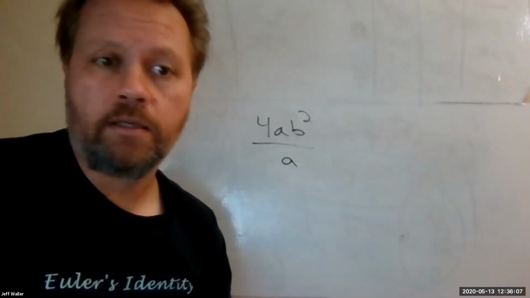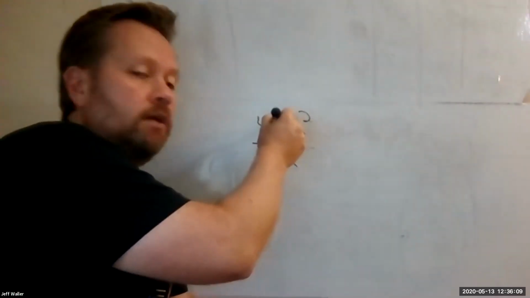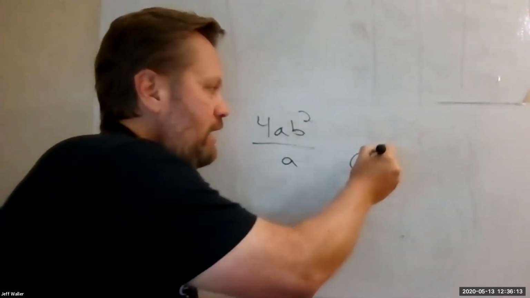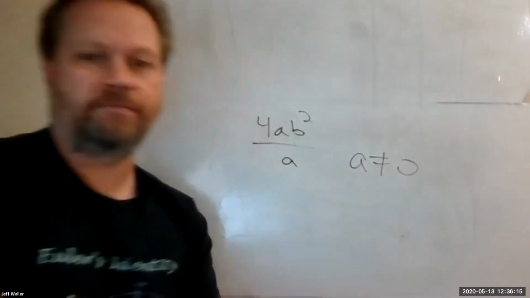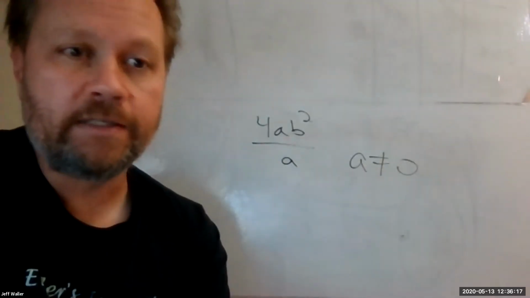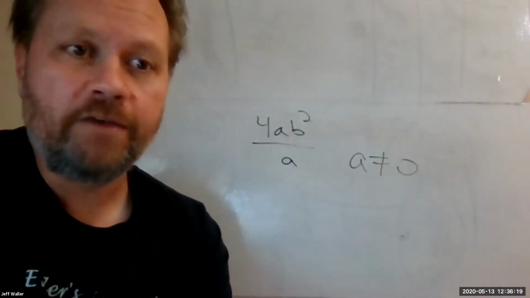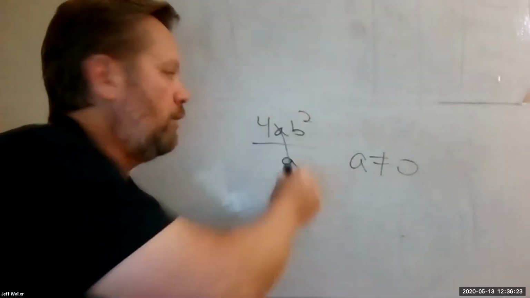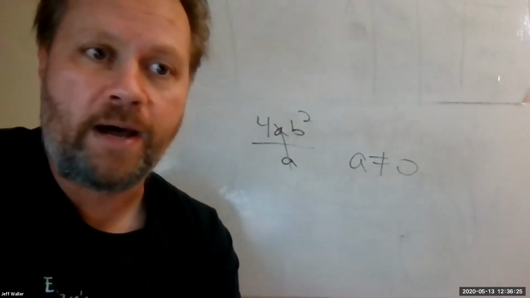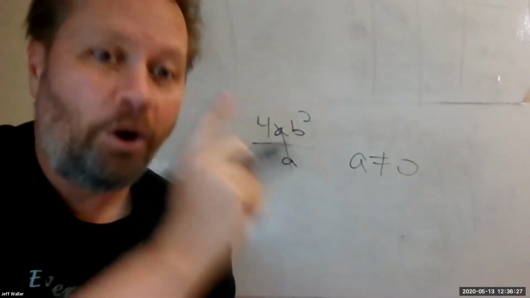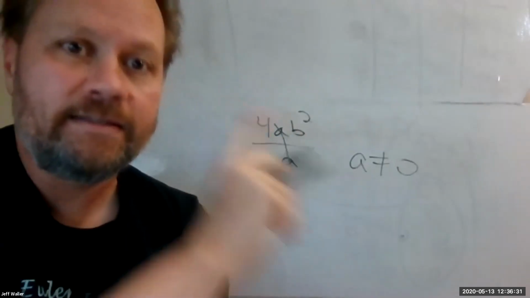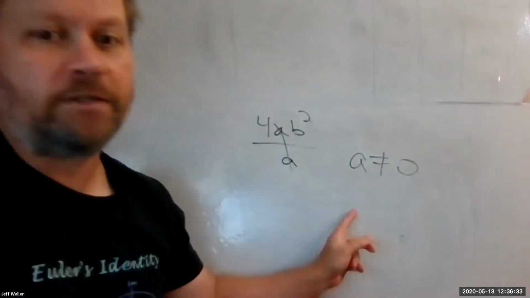Cannot be 0. Can't be 0. You can only cancel those if a is not 0. A divided by a is only 1 if a is not 0. So you can't say, oh, it cancels, so therefore there's no bottom. No, you actually can only cancel them if a isn't 0. So a still can't be 0.